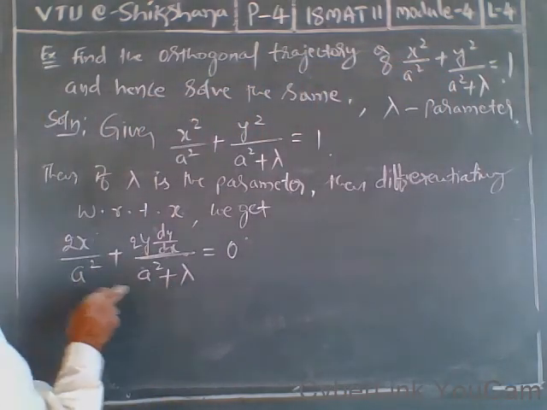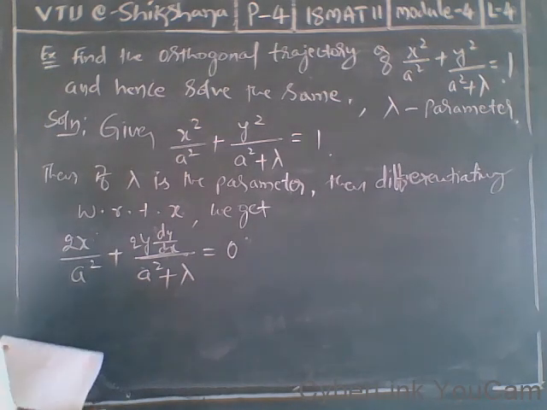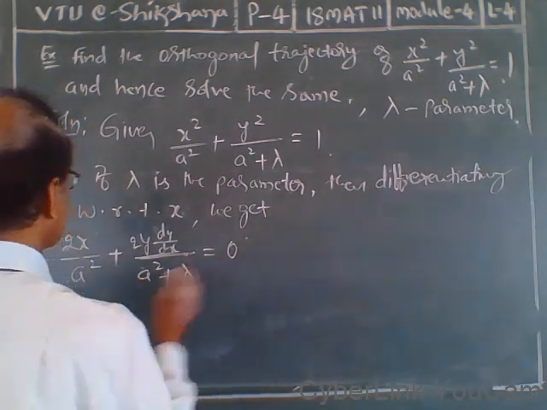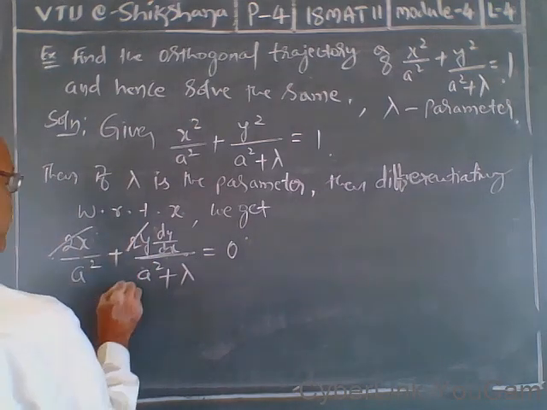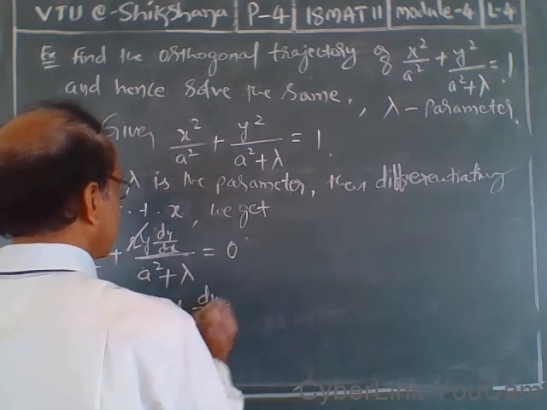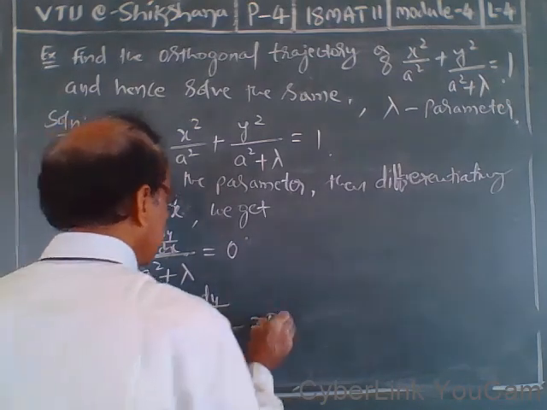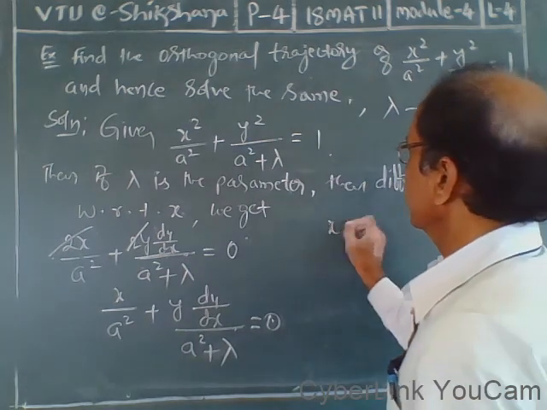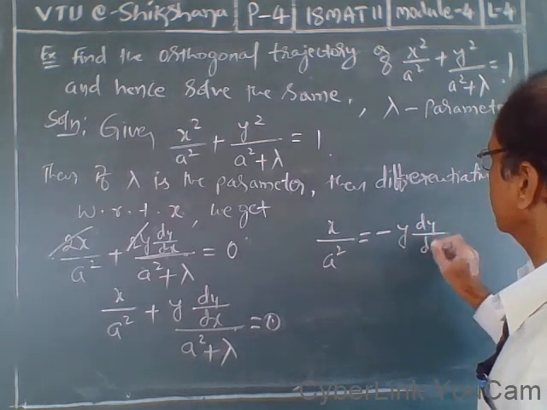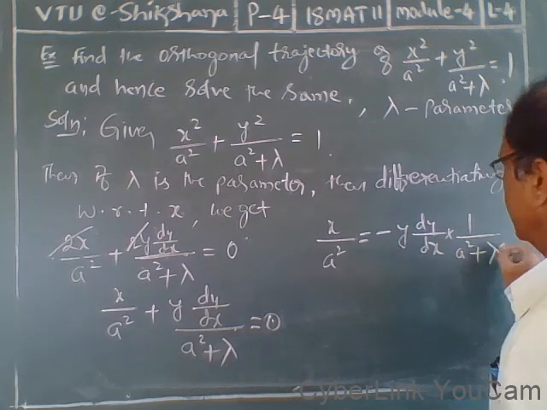Now you write this equation as you have to collect the value of lambda. First of all, you will separate the value of lambda, that is a square plus lambda you can take. So what is a square plus lambda? You take one term to the other side. First of all, 2 I can cancel. x divided by a square plus y dy by dx divided by a square plus lambda is equal to 0. Then x divided by a square is equal to minus y into dy by dx into 1 divided by a square plus lambda.